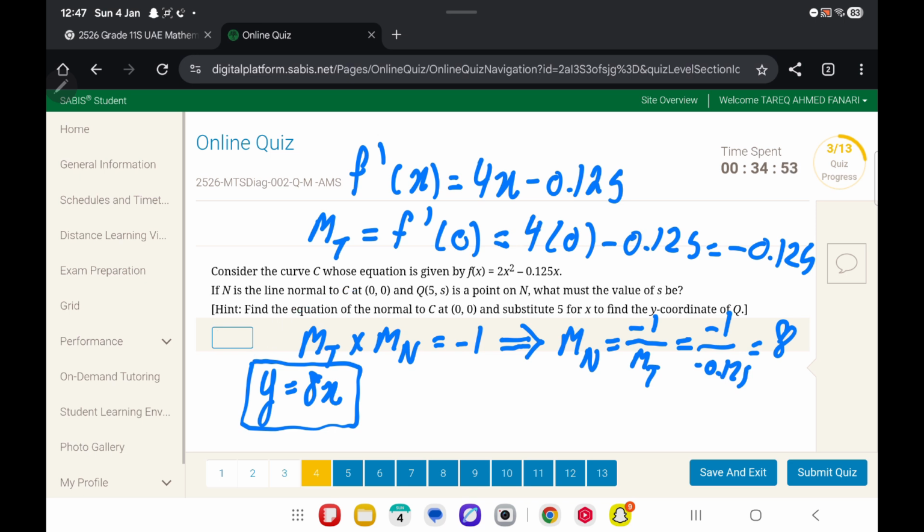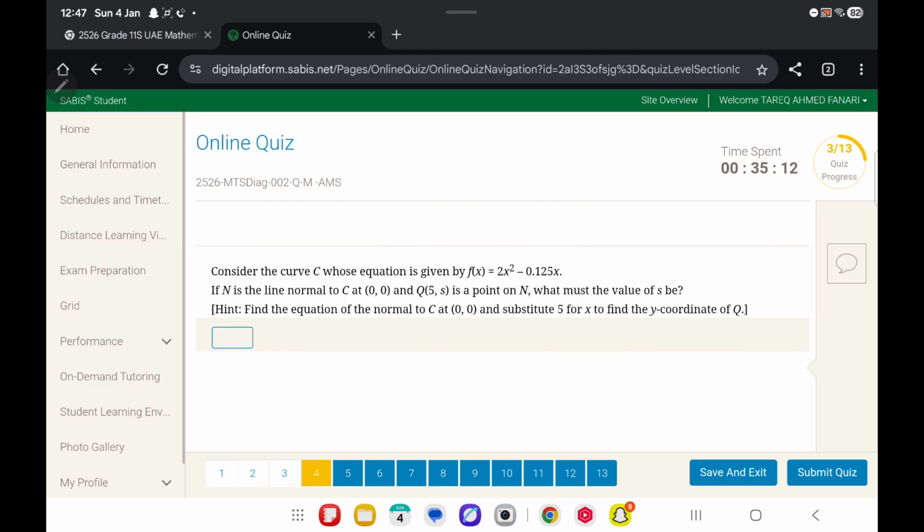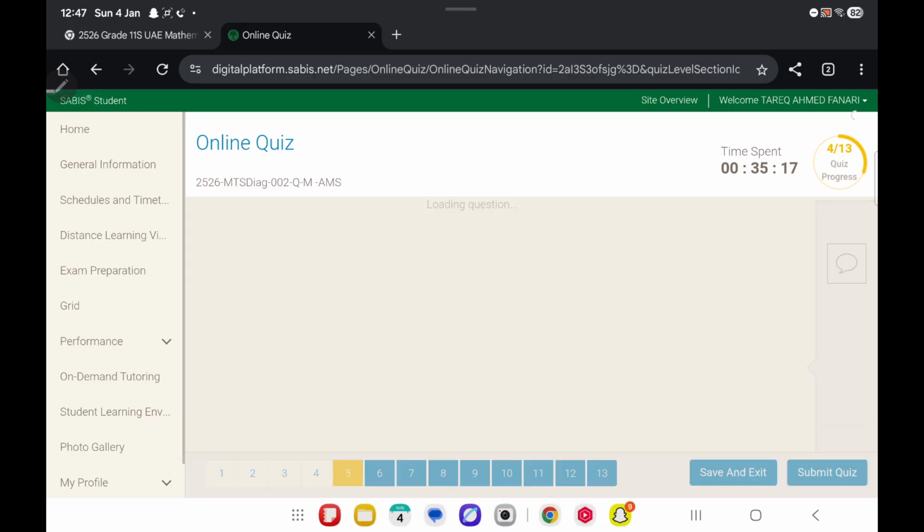Now, we have to substitute 5, right? To find s. Now, y equals 8x. 8 times 5, x is 5, that's 40. So q is (5, 40), and 40 is s. So let's write that down. Okay. Question 5.